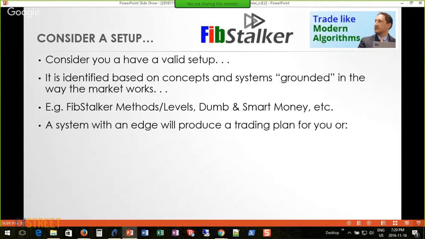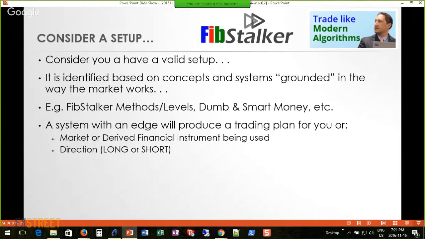Now, a system has to produce setups that have an edge, and any system will produce a trading plan for you. Now, what is a trading plan? It's a collection of bits of information. The first one is, of course, which market you're trading, or if you're trading a financial instrument which is derived from a market, which financial instrument it is. For example, you could trade euro-dollar, but you could also trade the futures on the euro-dollar, which is basically the same thing. A direction can be long or short.